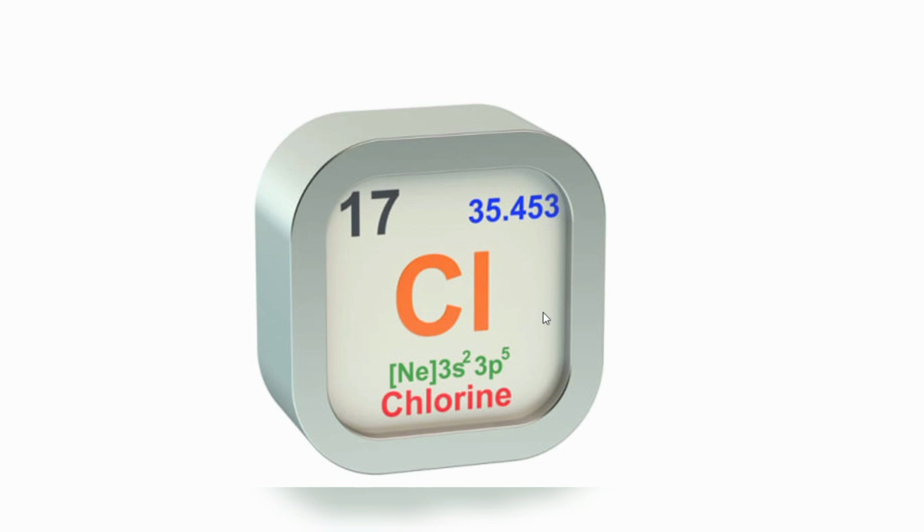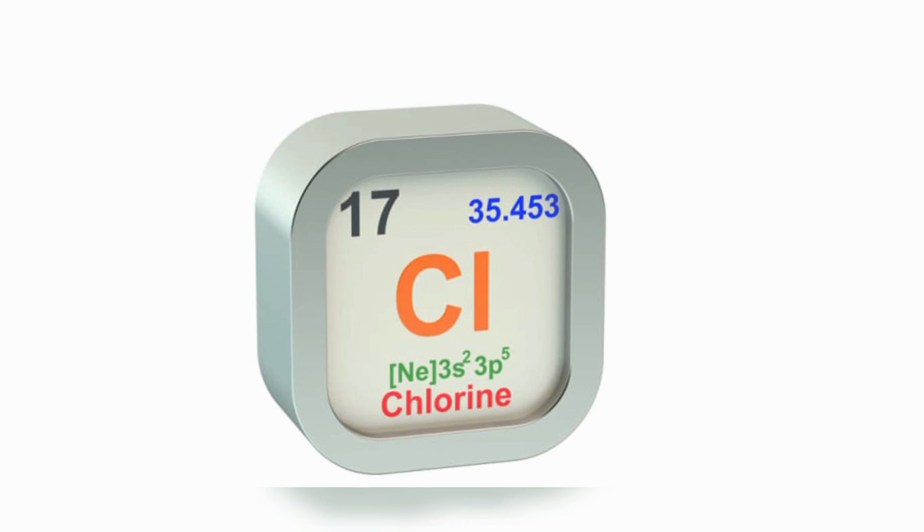Now, here we have 35.453, indicating the atomic mass of the chlorine atom. Then we have Cl, which is the chemical symbol for the atom chlorine or the element chlorine. Then we have the neon core electron configuration of the chlorine atom.